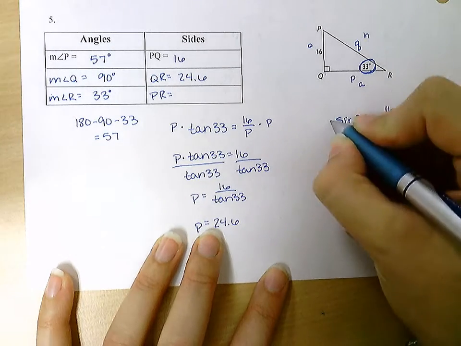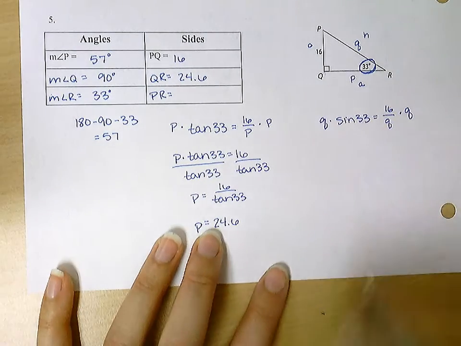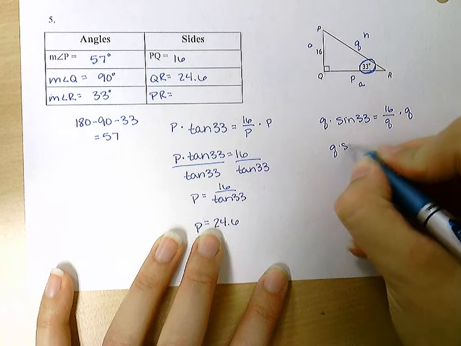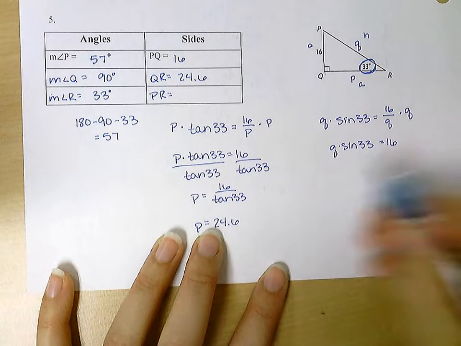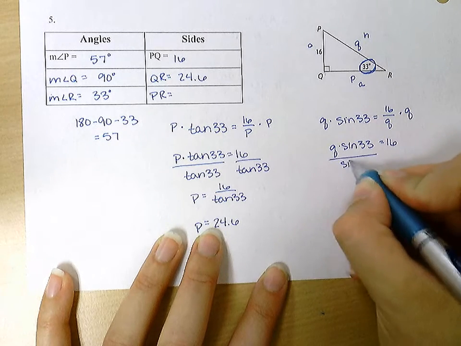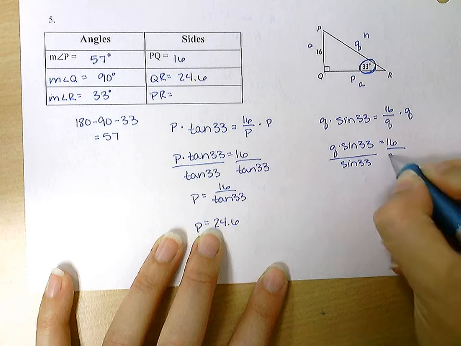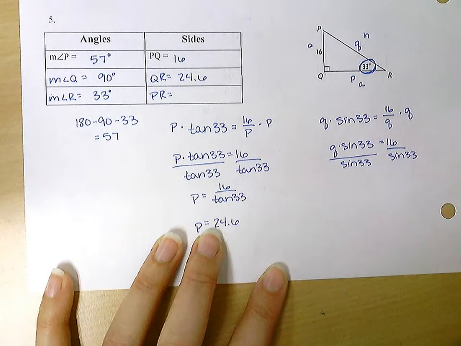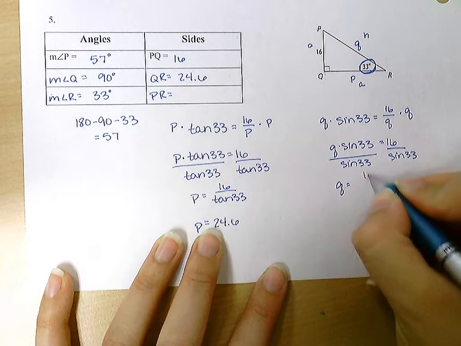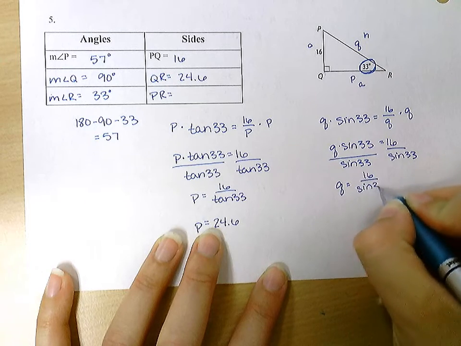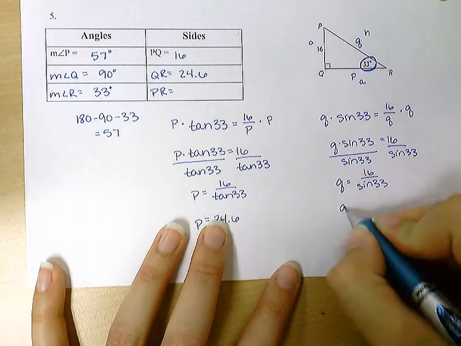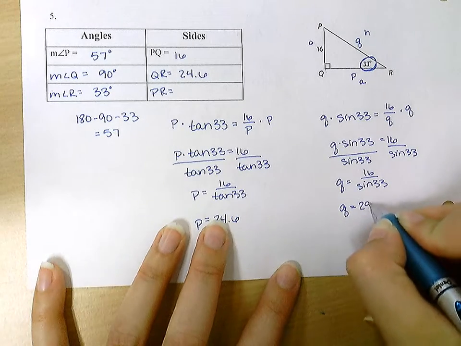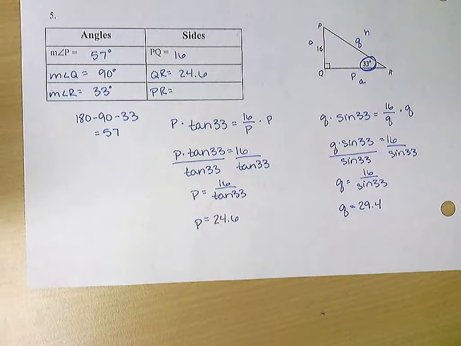So I'm going to multiply both sides by Q. I have Q times the sine of 33 is equal to 16. To get Q by itself, we divide both sides by sine of 33. Again, all you have to do is enter that into your calculator to get that side length. And you should get 29.4.